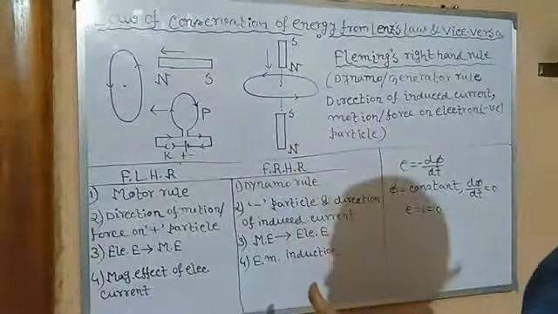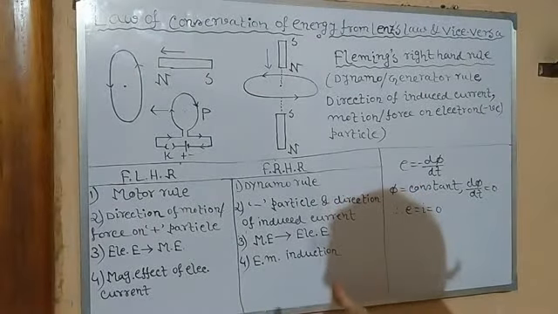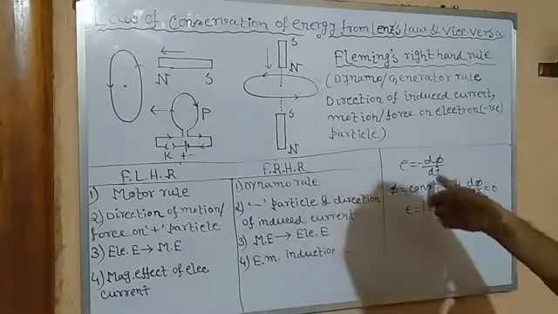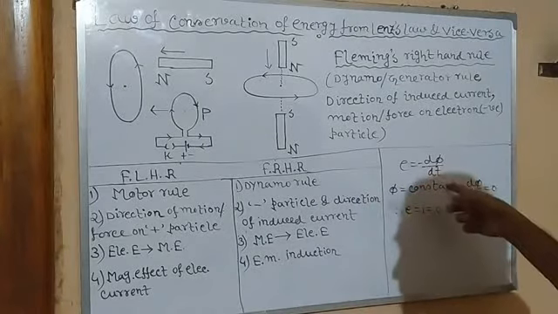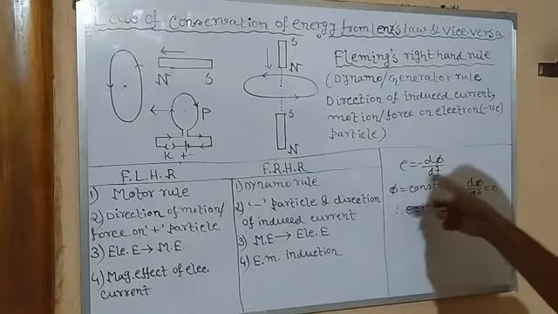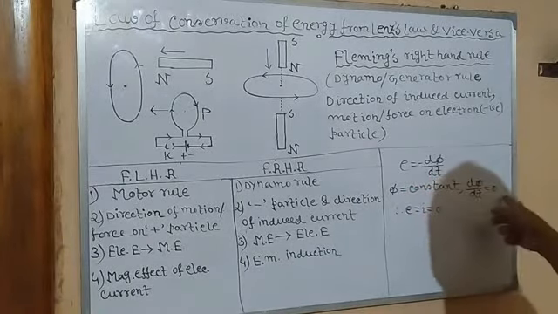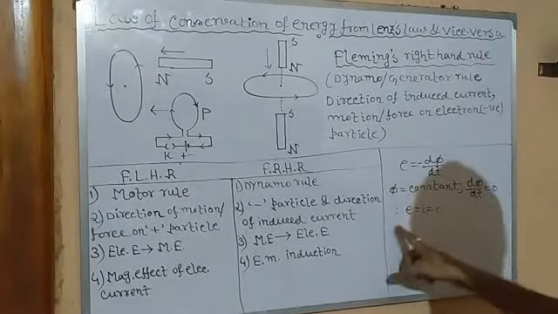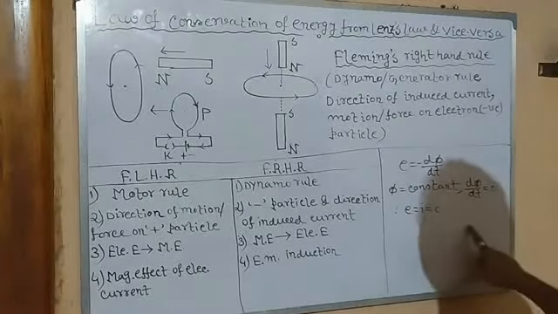The reason we have already learned from Faraday's first law of electromagnetic induction: due to change in flux, EMF is equal to minus d phi by dt. If there is no change in flux, meaning phi is constant, the derivative of a constant is 0, we know that. So d phi by dt is 0, so EMF is 0 and no current is obtained.